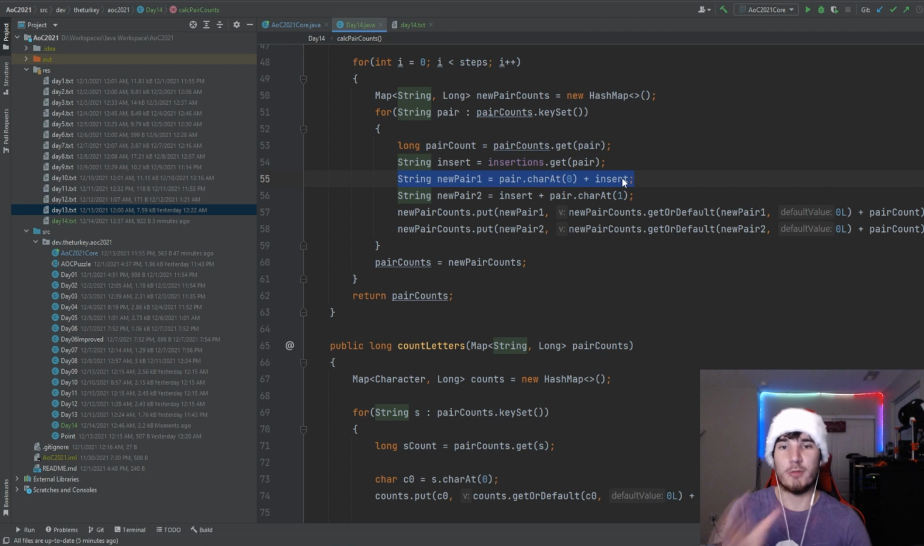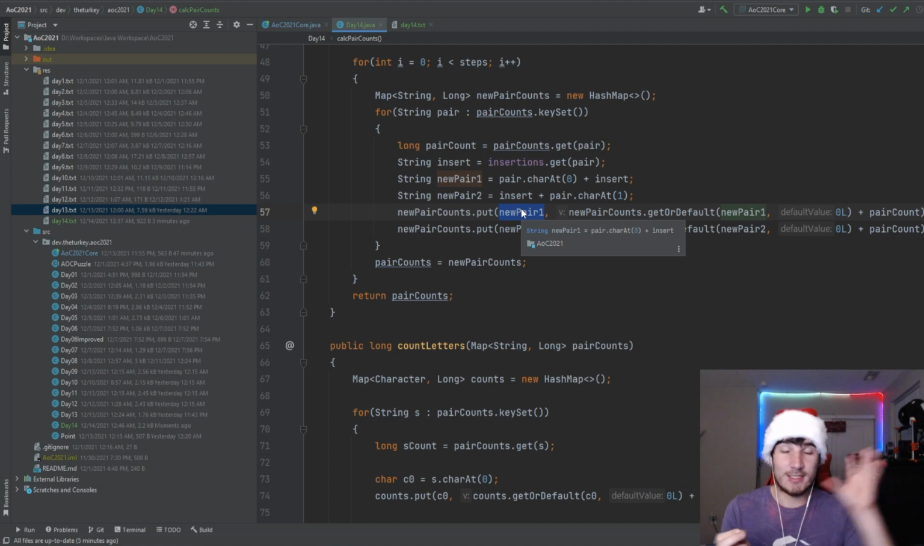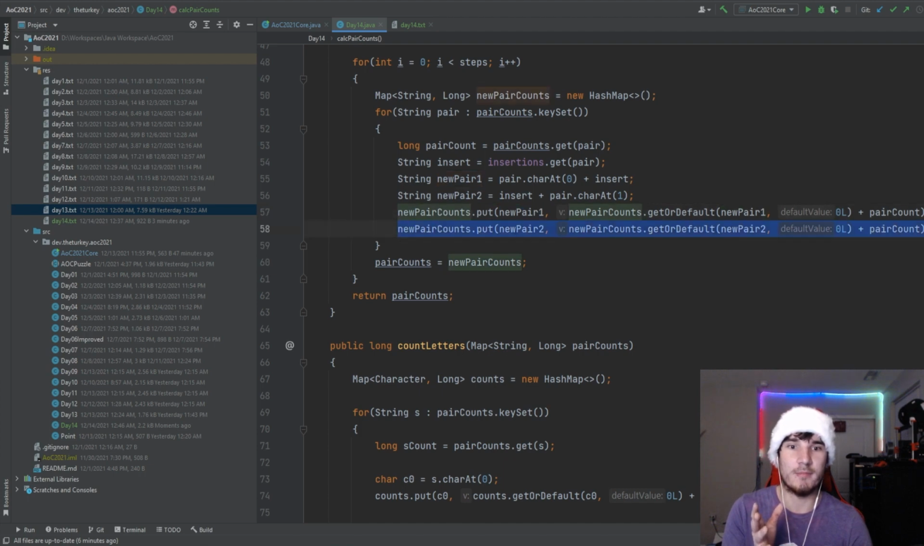So we pull out that CH, this is a B, and what this means here is that our new pair 1 is now going to be CB, new pair 2 is going to be BH, and that means when we go ahead and put these in, CB is going to be equal to the existing pair count that we have, plus any other pairs that happen to make a CB as well, and then do the same thing for BH. And we just keep doing that.